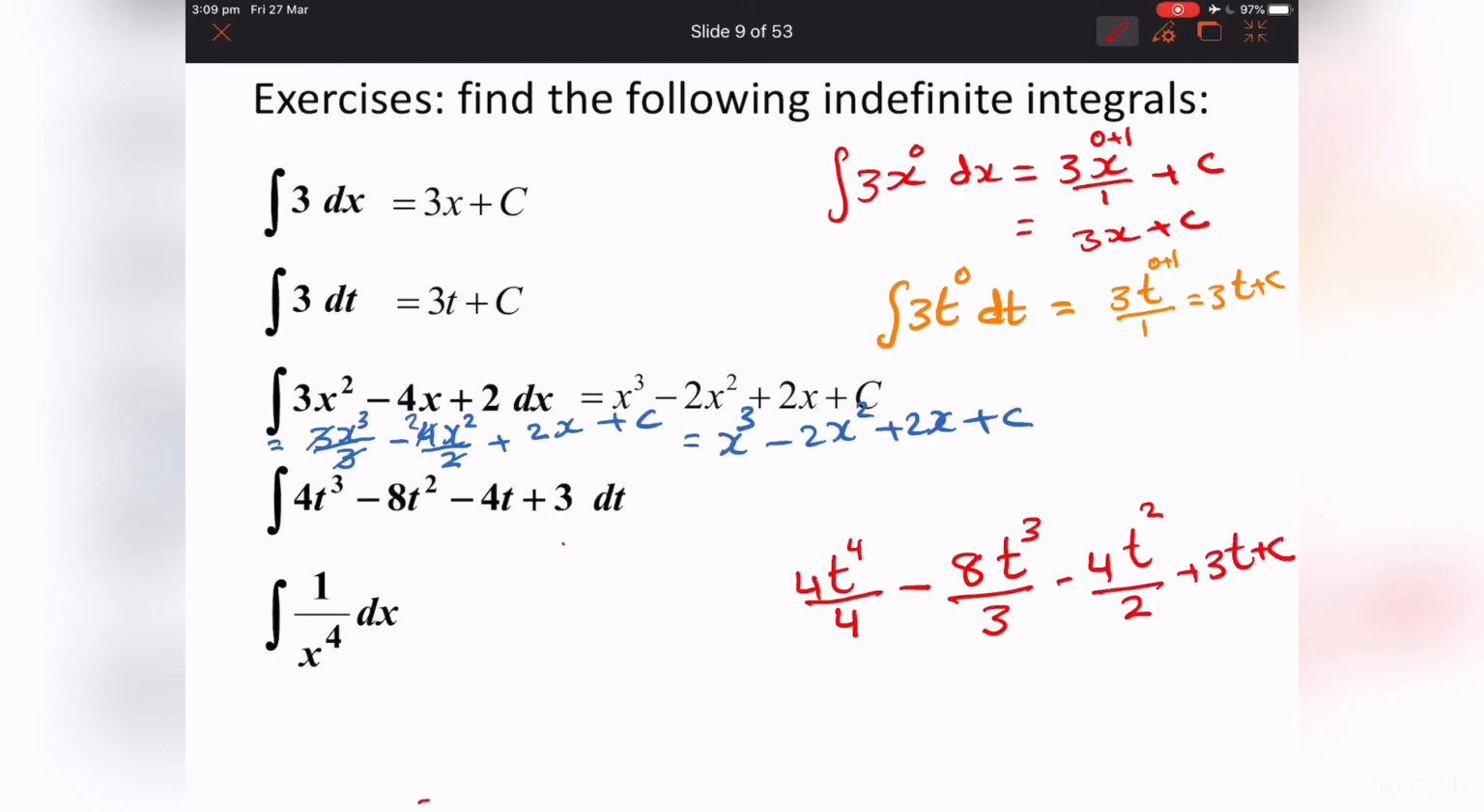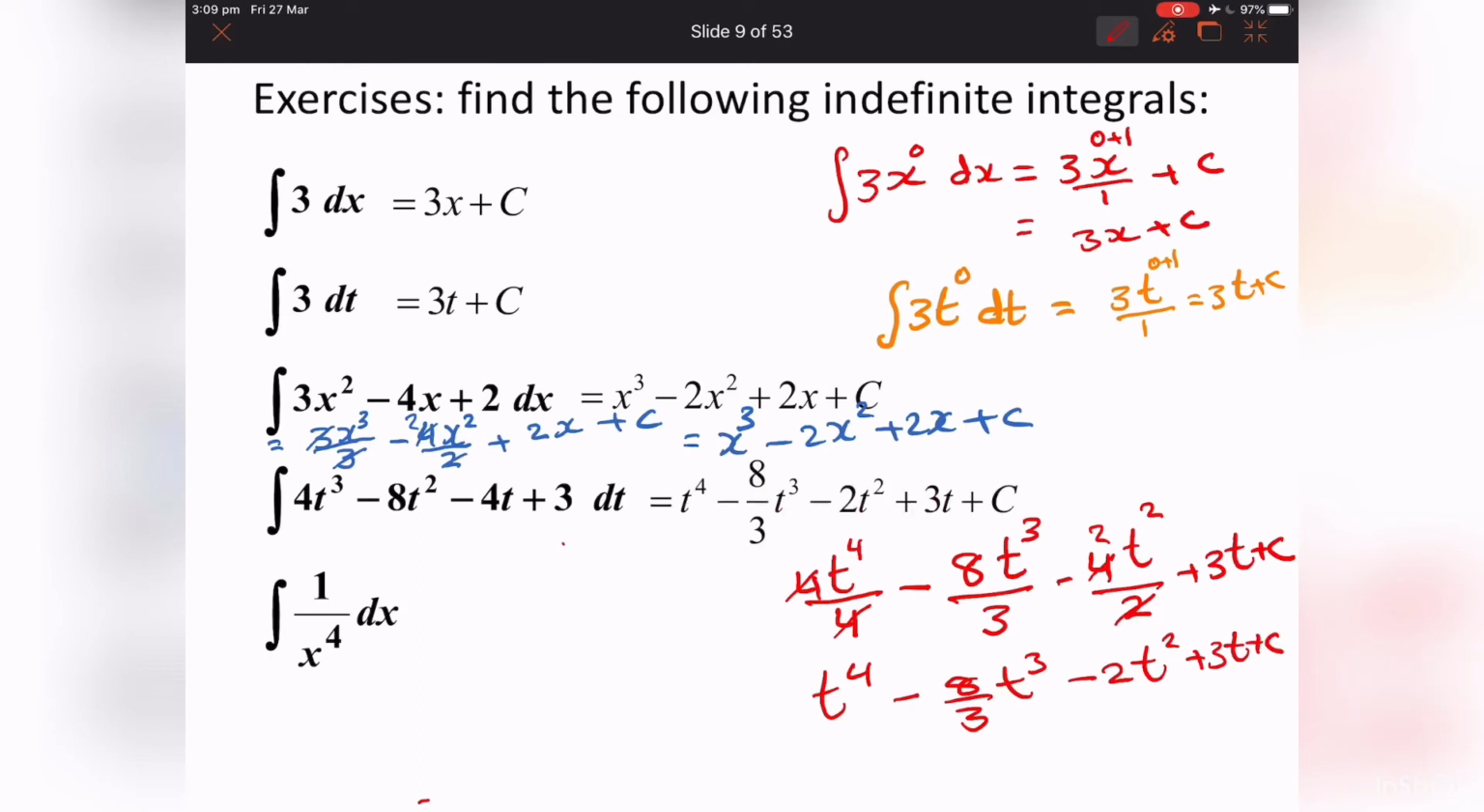And if we cancel down, the 4 goes with the 4. 8 and 3, we can't cancel them down. 2 and 4, yes. So the answer in this case will be t to the power 4 minus 8 over 3 t cubed minus 2t squared plus 3t plus c. Okay, so that's the answer as well on the screen.